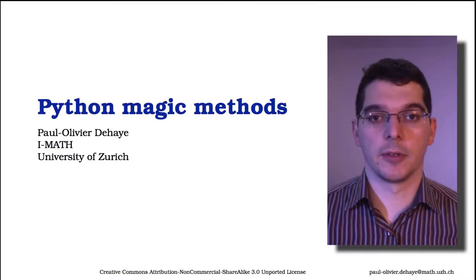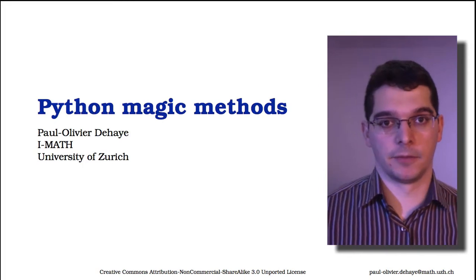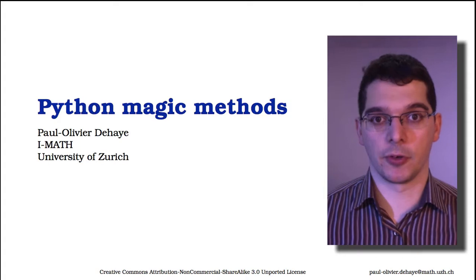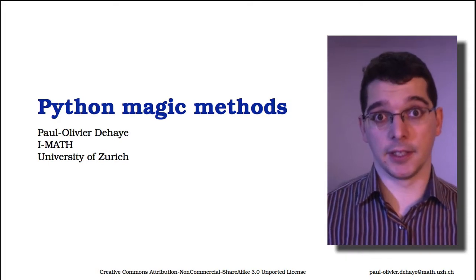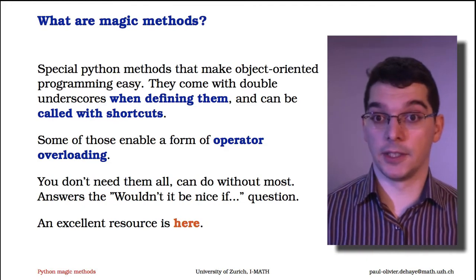The goal now is to talk about Python magic methods. Python magic methods are methods, so functions defined within the body of a class, that help make object-oriented programming possible and very easy in Python. So let's just look a little bit at what they do.